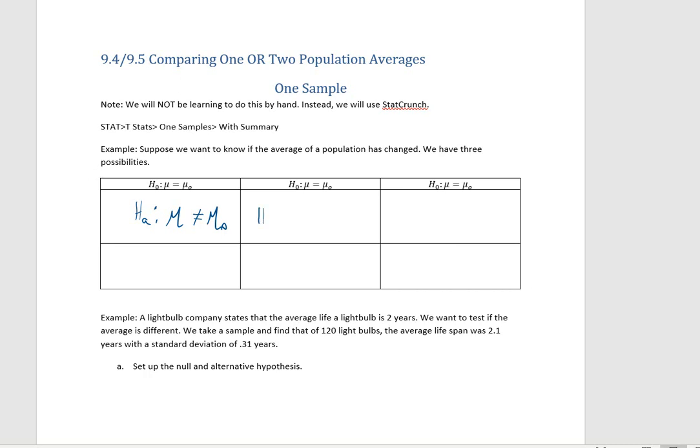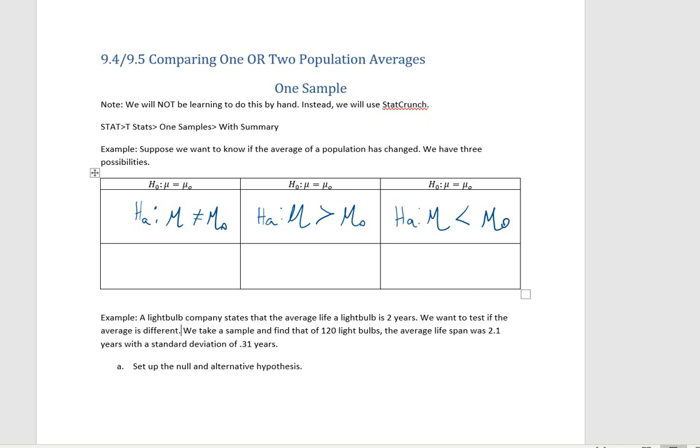One hypothesis we could have is that we could say, alternatively, that we think the average age is just different, so just not equal to the old average age of death. The other one is we could think that the average age of death is greater than it used to be, or we could think it is less than it used to be.